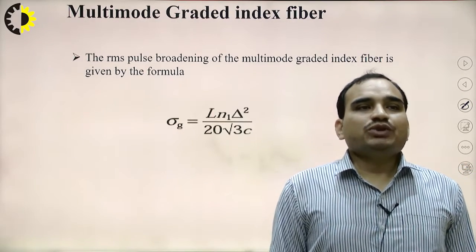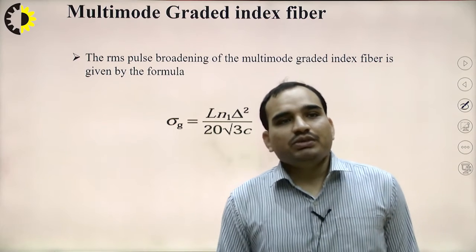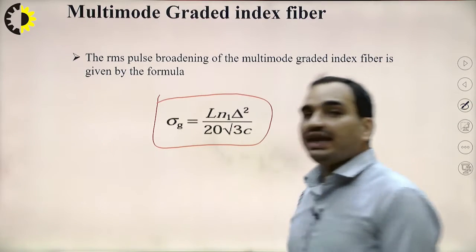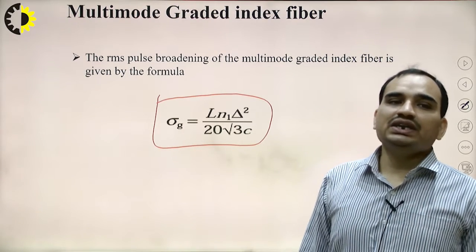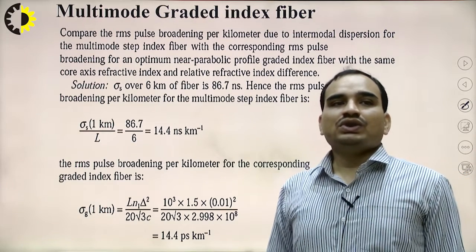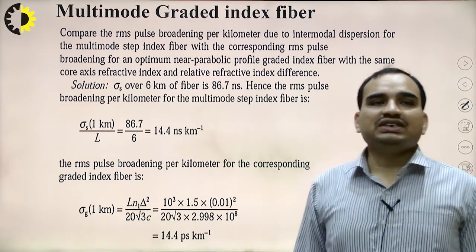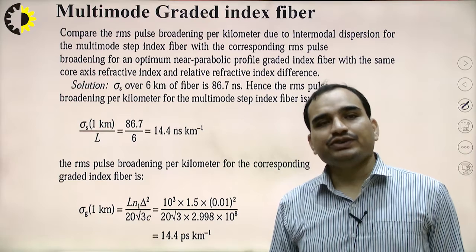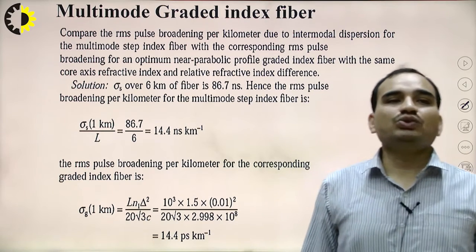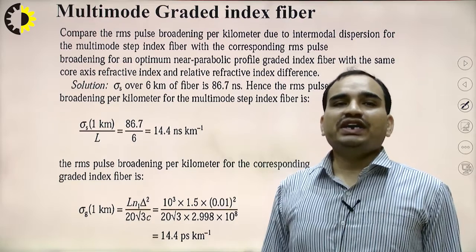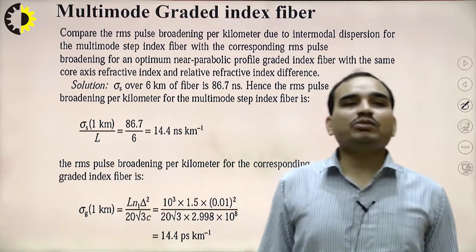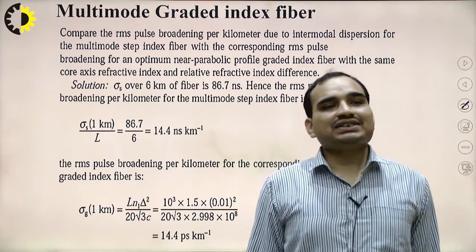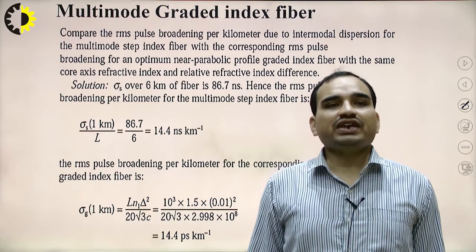The RMS pulse broadening for a multimode gradient index fiber, sigma g, is given by L n1 delta squared divided by 20 root 3 c. For the multimode gradient index fiber, let's solve this numerical: compare the RMS pulse broadening per kilometer due to the intermodal dispersion for a multimode step index fiber with the corresponding RMS pulse broadening for the optimum near parabolic profile gradient index fiber, with the same core axis refractive index and relative refractive index difference.